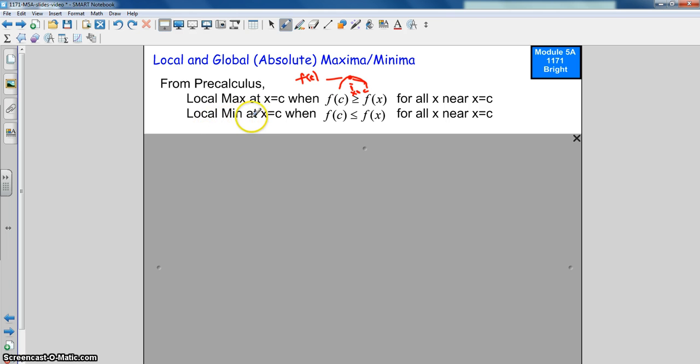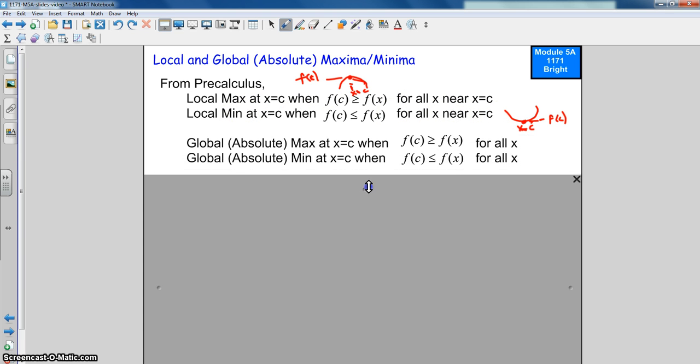Graphically, higher than the rest, a peak, if you will. A min is, well, if it's a minimum, it should be lower than the rest. So think of the bottom of a bowl. This is x is equal to c, and the y value is the local min. Again, locally we're looking near. Now the other type is a global, or we also have used the term absolute. This just means it's higher than the rest for all x values. If we look at the entire function, it is the highest value occurring for a maximum or the lowest value for a minimum.